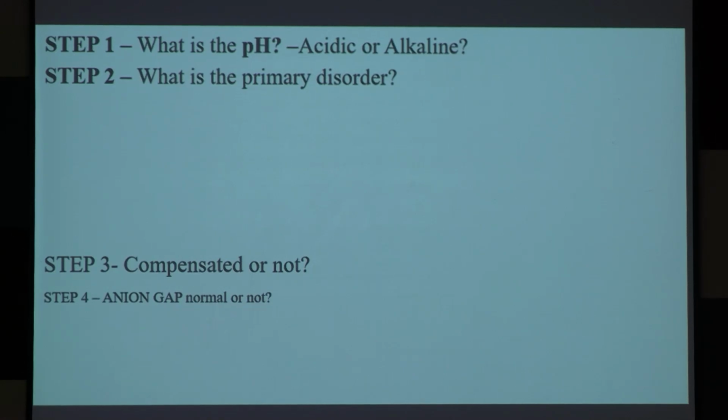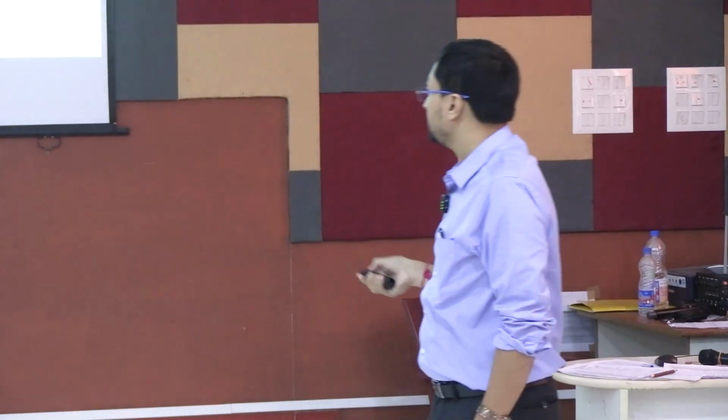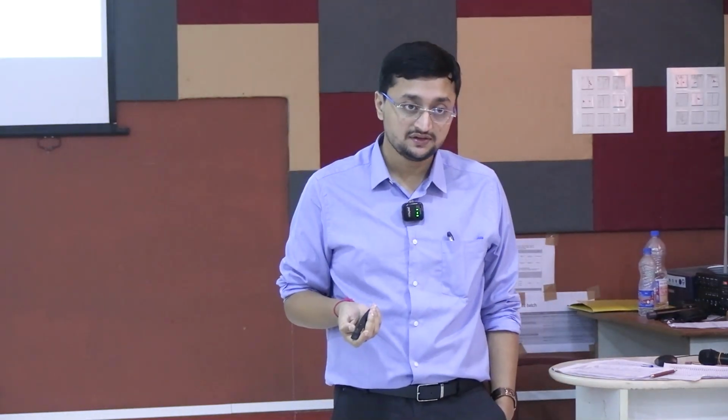Then what is the primary disorder? What are the primary acid-base balance disorders, you know? Respiratory acidosis, respiratory alkalosis, metabolic acidosis, metabolic alkalosis. So you should know what the primary disorder is. Only after that can you ascertain whether the blood gas is compensated or not. If you don't know the primary first, you cannot see whether compensation is happening, right? So finding the primary disorder is very important.